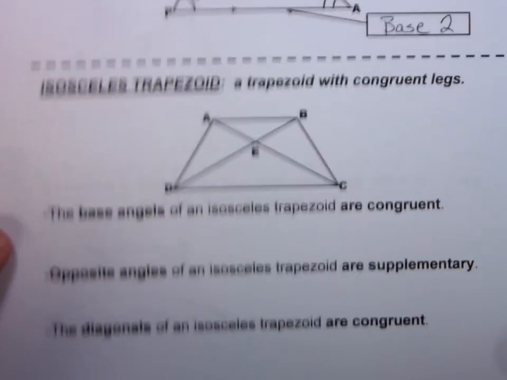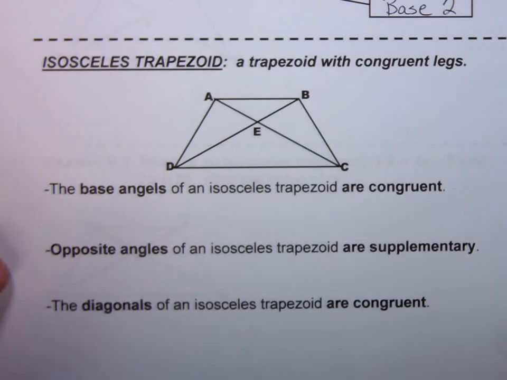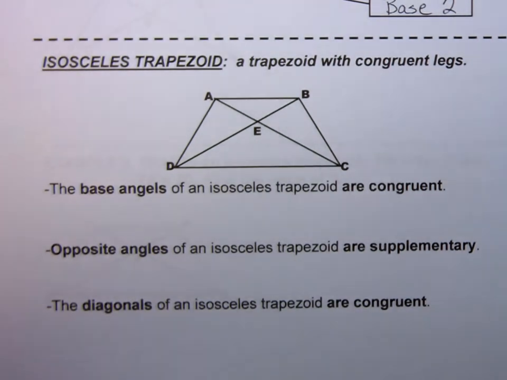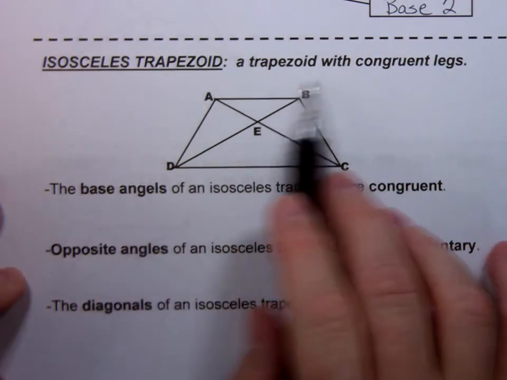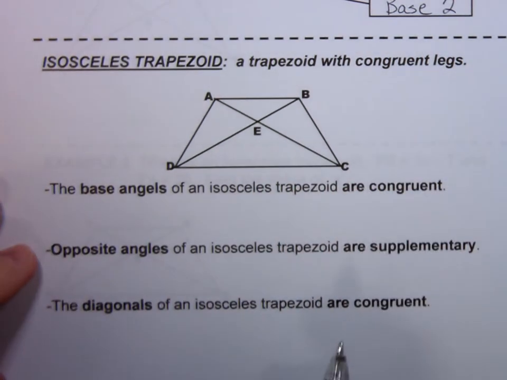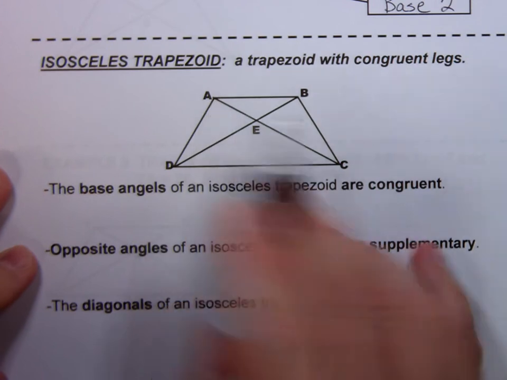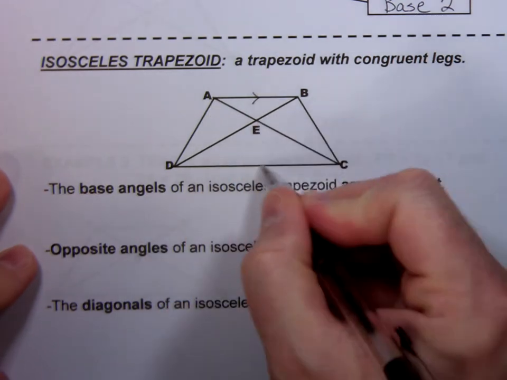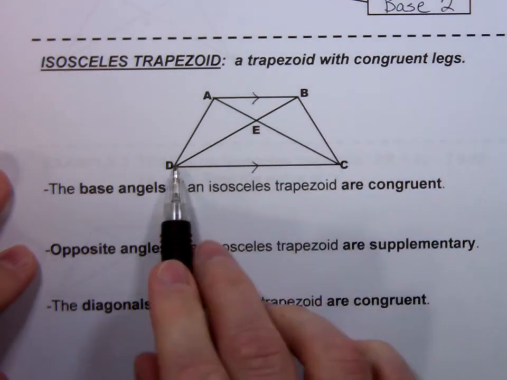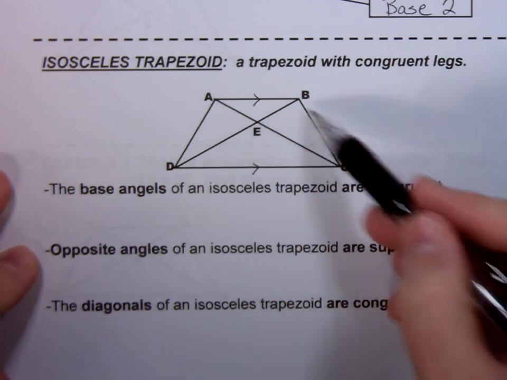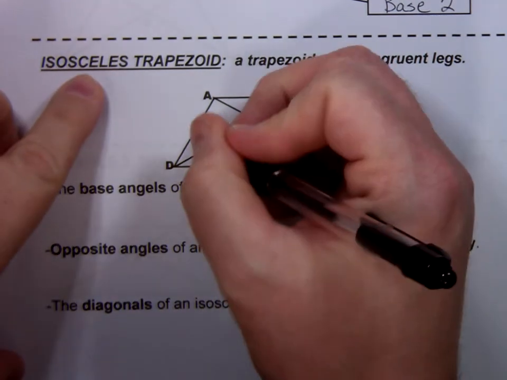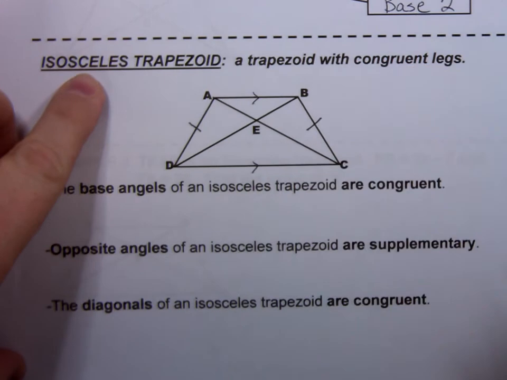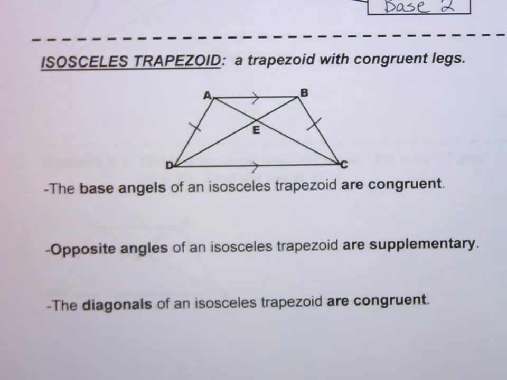Now we have one particular type of trapezoid we're going to talk about called an isosceles trapezoid. An isosceles trapezoid is a trapezoid with congruent legs. So it's not marked on here, but these are parallel. Those are the bases. These would be the legs. So if it's an isosceles trapezoid, we would know that those legs are congruent to each other. Line segment AD and line segment BC are congruent to make it an isosceles trapezoid.